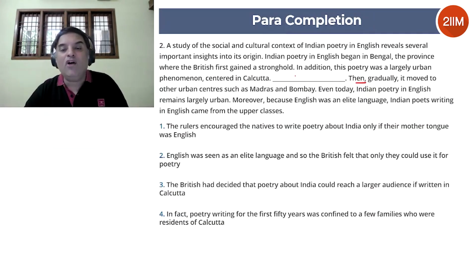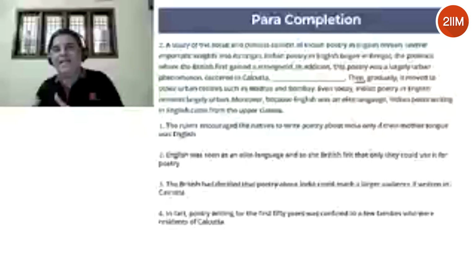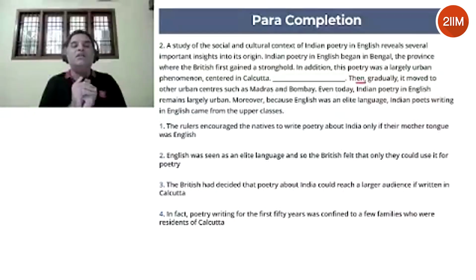That's the first step. Now focus on the blank. Now look for clues. Now it clearly says "then." "Then" indicates a sequence of events. So the preceding sentence before the blank, then you have a sentence, and then it says "then gradually it moved away from Calcutta in Madras and Bombay." So keep that in mind.